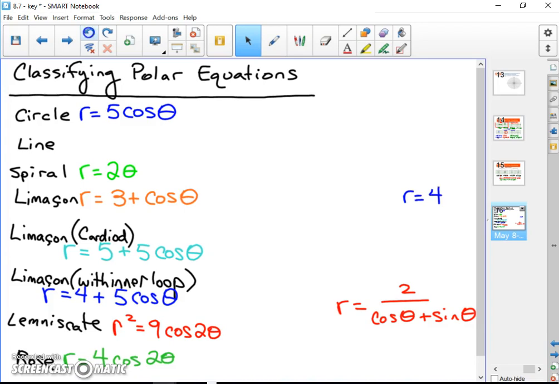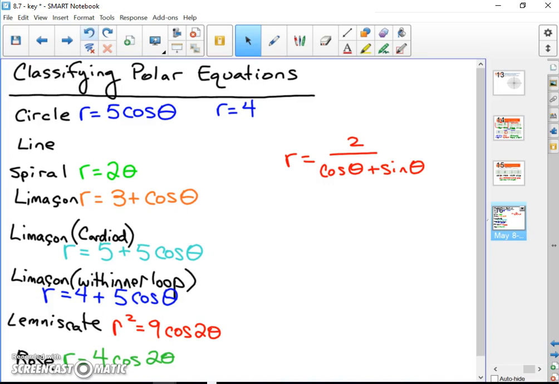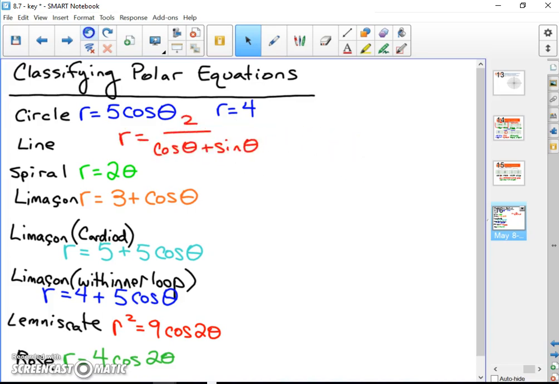The last two I didn't show you an example of. r equals 4 should be easy to figure out if you know that r stands for radius. Basically, this says radius of 4. That's another circle. That's another way of writing a circle, r equals 4. And then this is the only one that's weird: something that looks like 2 over cosine theta plus sine theta. That's going to be a line. So you need to be able to classify these. As soon as you classify these, the graphing is going to become a million times easier.